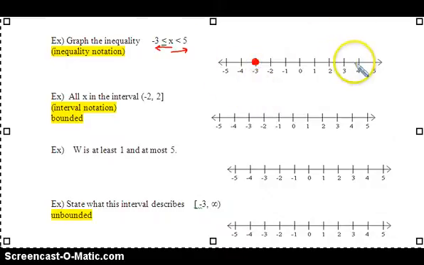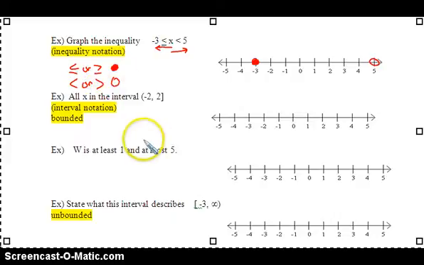And at 5, since it cannot be equal to 5, you want to put an open circle. Again, make it very obvious that it is an open circle here. So when you see less than or equal to, or you see greater than or equal to, it's going to be a closed circle. If you don't see that line underneath, so if you just see a less than or a greater than, that's when it's an open circle.